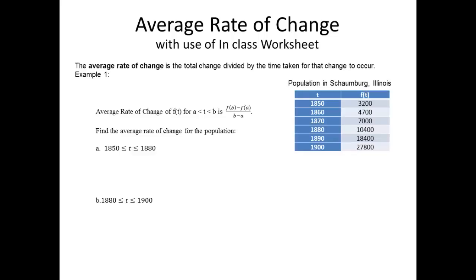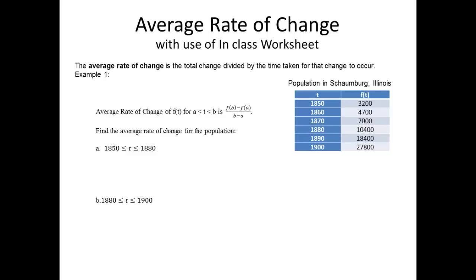Alright, so let's remind you that rate of change is really looking at the slope, the change over a period of time. And so for this particular example, we're going to be taking the total change divided by the time taken for that change to occur. So our first example from your note sheet talks about the population change in Schaumburg.